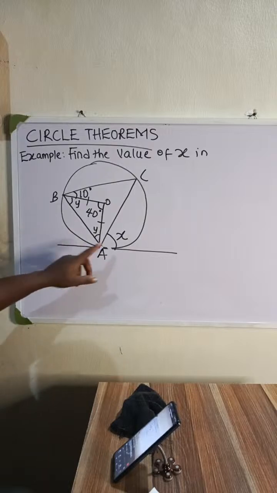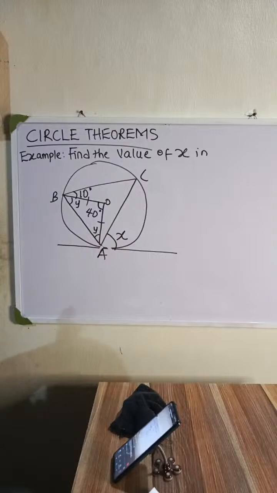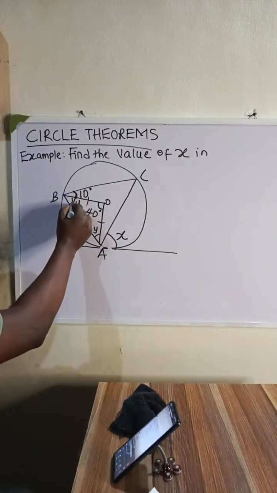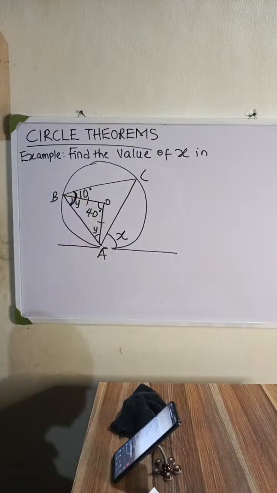So we are trying to find the value of X. Getting the value of X is very easy because if we follow the alternate segment theorem, we know that this angle is equal to this angle. Does anybody agree with that? If you agree, say yes. If you don't agree, say no.